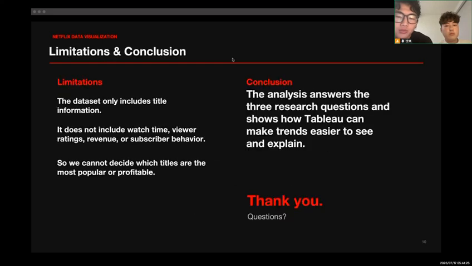Although this analysis provided useful insights, there are some limitations. The dataset only contains information about Netflix titles. It does not include viewer ratings, watch time, revenue, or subscriber behavior. Therefore, we cannot determine which titles are the most popular or the most profitable. Further, students could combine Netflix viewing data with this dataset for deeper analysis.